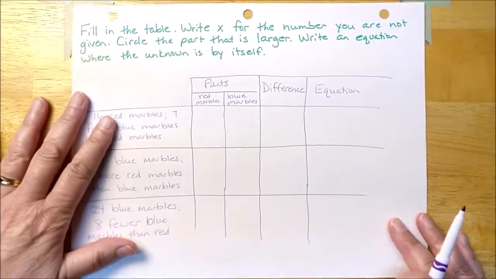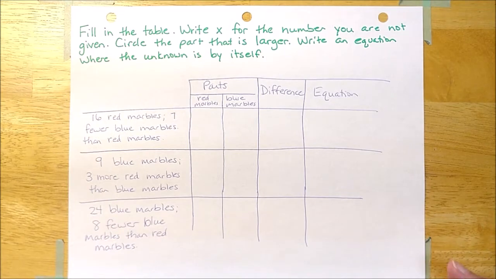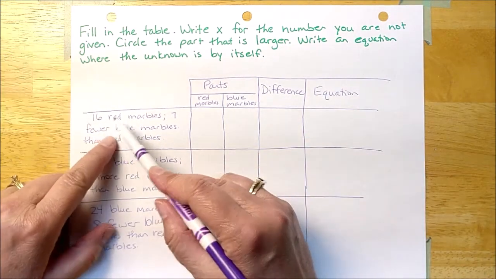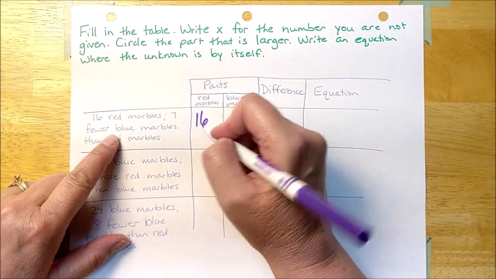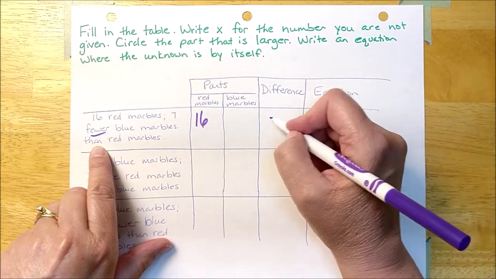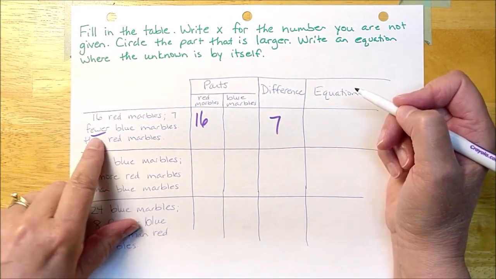Next, these papers are all stuck together. Okay, fill in the table, write x for the number you are not given, circle the part that is larger, write an equation where the unknown is by itself. Okay, so I have 16 red marbles. 7 fewer. Oh boy, as soon as I see that word fewer, I know that's my difference.